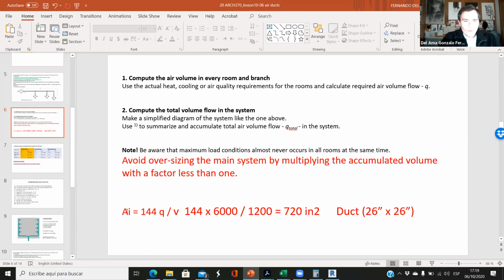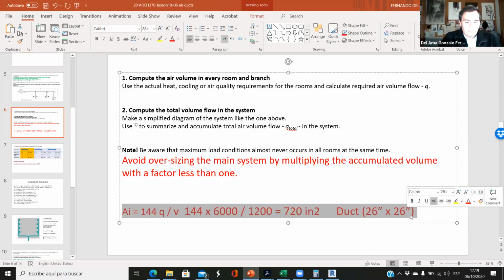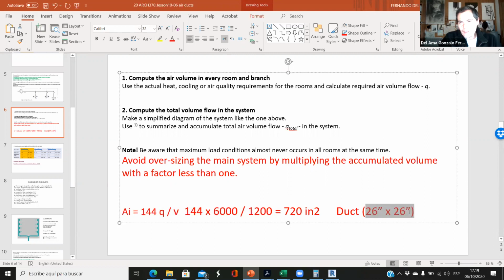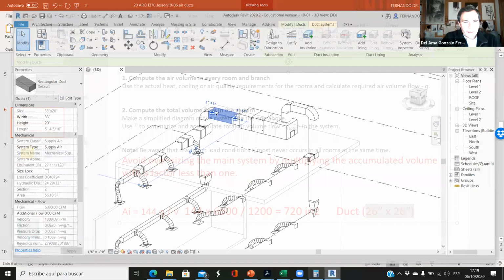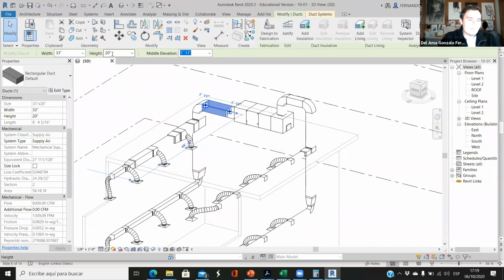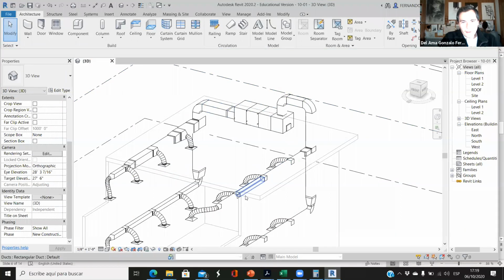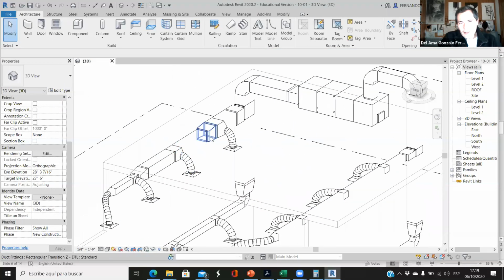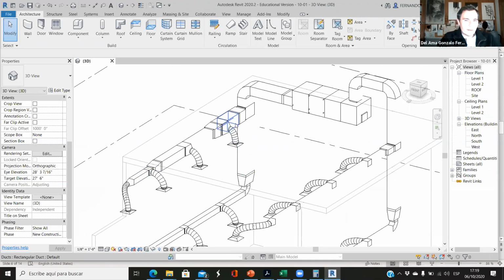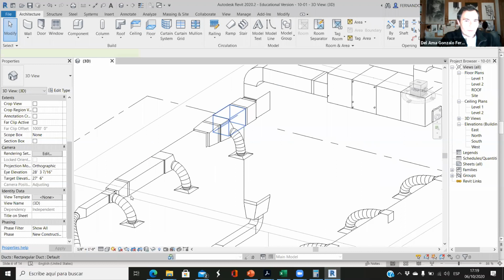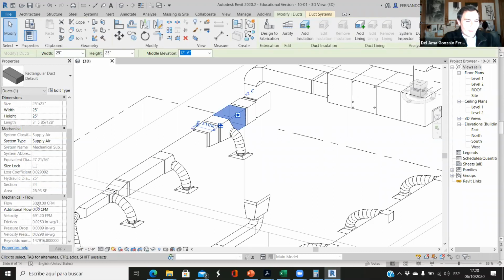Okay, so we are doing this just before doing anything else. We just calculate this. So the duct should be around 26 by 26. Here, my duct is 33 times 20. Okay, why not? Can be. But before designing anything, because otherwise we will have to change all the ducts again, we can calculate the airflow that we have in this main duct or in this branch duct, sorry. So the airflow here is 3,000.